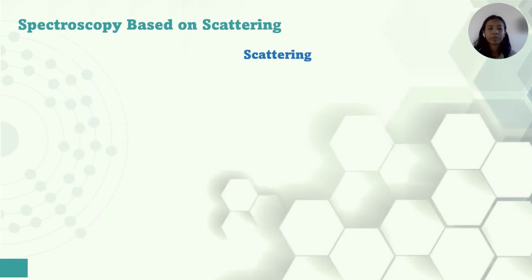Moving on to the next topic, have you ever wondered why the sky is blue and why it turns orange during sunrise or sunset? This is due to the phenomenon of light scattering by particles in the atmosphere. Scattering can be divided into two: elastic scattering and inelastic scattering.